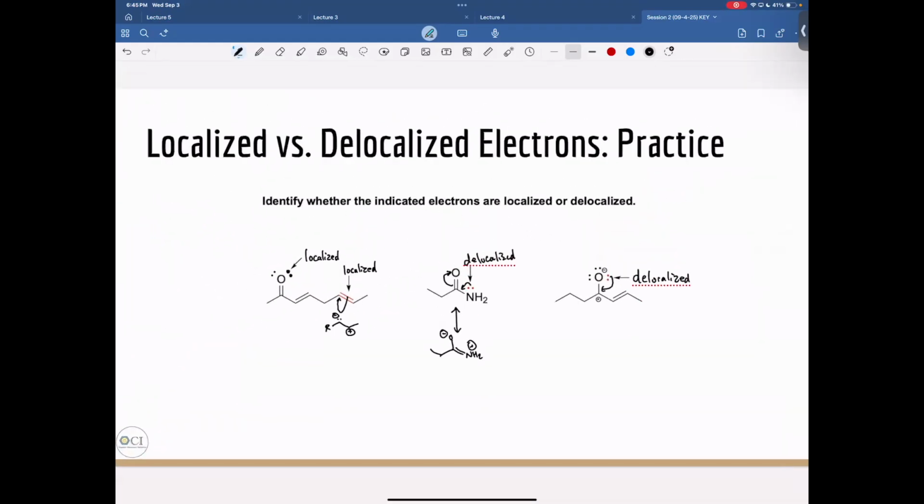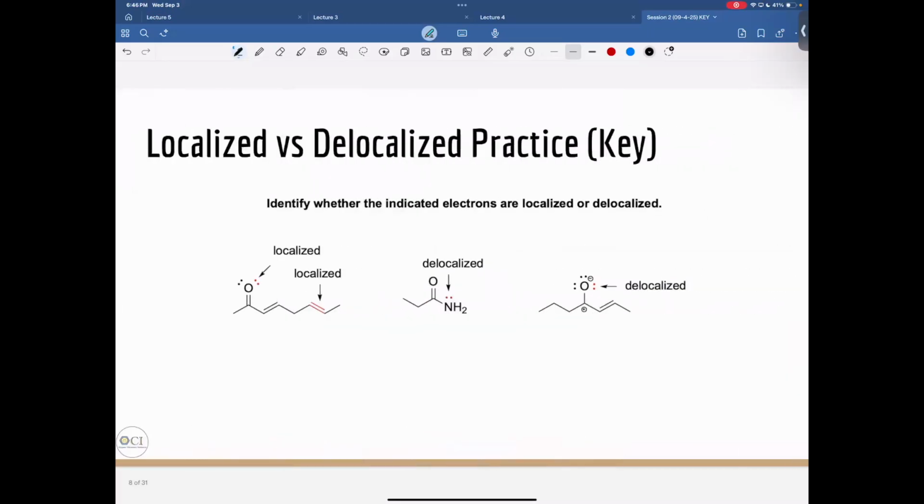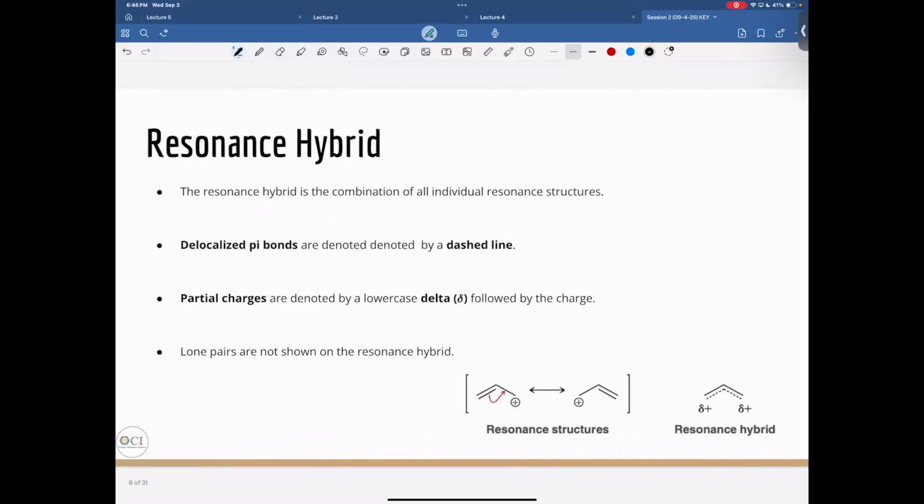Do these answers make sense to everybody? All right. Here's a key, same thing. All right, let's move on. We're going to talk about resonance hybrids now. We've mentioned this a little bit, but a resonance hybrid is a combination of every single resonance structure you can make or draw, which is why in the previous problems, I made you draw out every single arrow pushing mechanism you can think of.